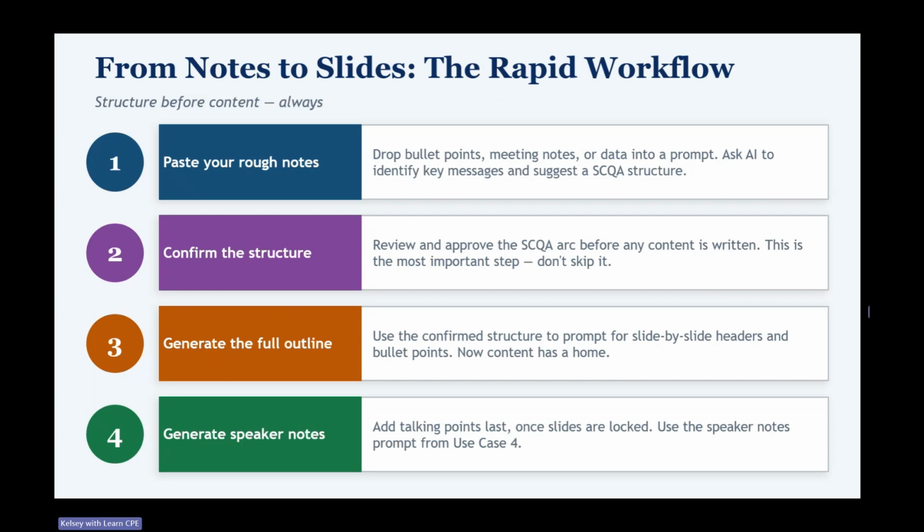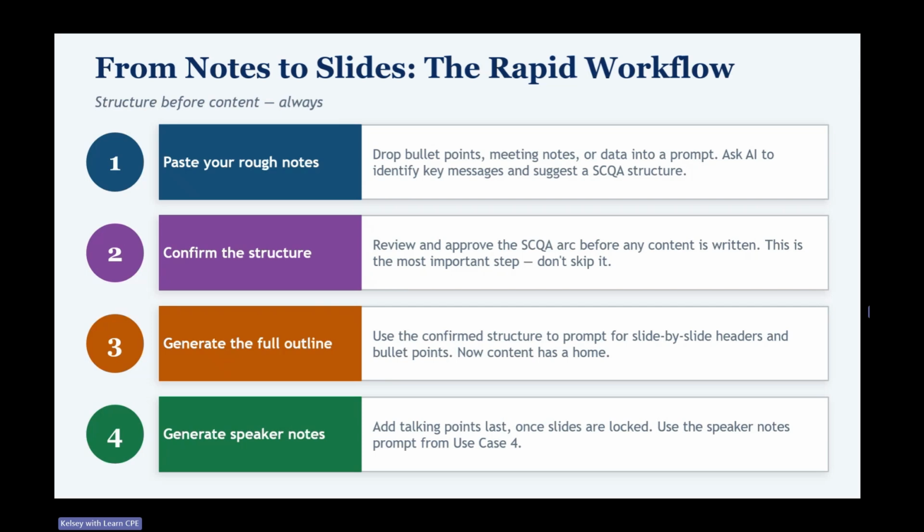So let's talk about the fastest workflow for going from raw notes to a presenter-ready deck. It's a 4-step process. Step 1, paste your rough notes into a prompt and ask AI to identify the key messages and suggest an SCQA structure. Step 2, review and confirm that the structure makes sense and works with what you're going for. This is the most important step because if the arc is wrong, everything past this step is not going to be great, and it's going to be built on a really shaky foundation. So make sure it makes sense to you and it's what you're looking for.